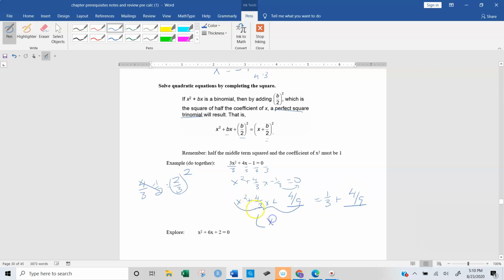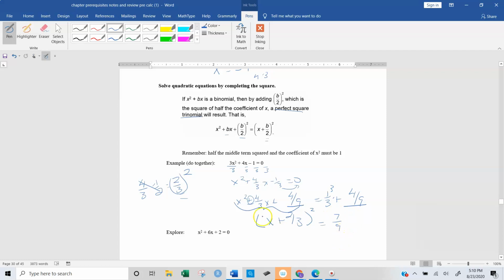So I know that is x, so I use a sign, plus half that middle term, which is 2/3, squared, equals, add these two up. Well, I need a common denominator, so I've got to multiply by 3. And 3 plus 4 is 7/9.